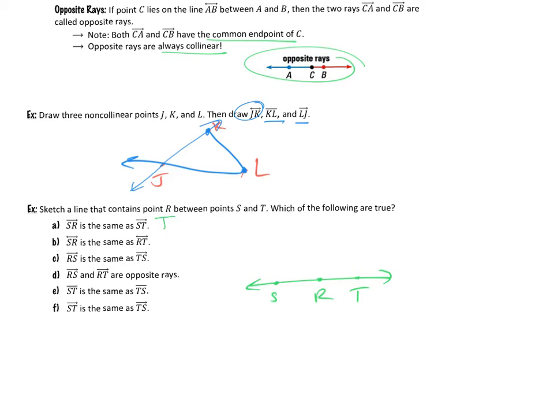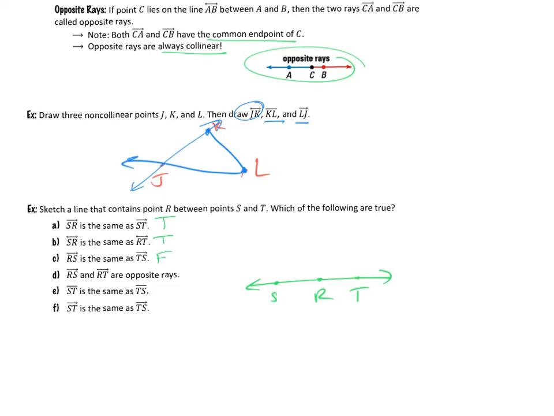Looking at statement B, these both refer to lines, and so S and R and T are both on that same line, therefore this statement is also true. For statement C, ray RS does not start at the same point as ray TS. Although they go in the same direction, they do not have the same endpoint, so this statement is false.